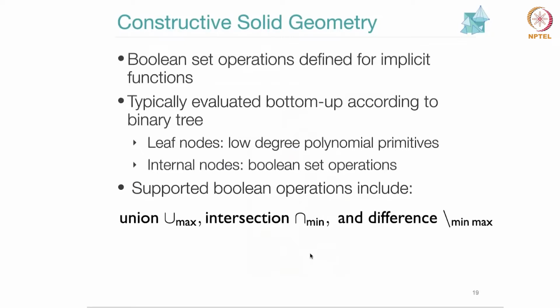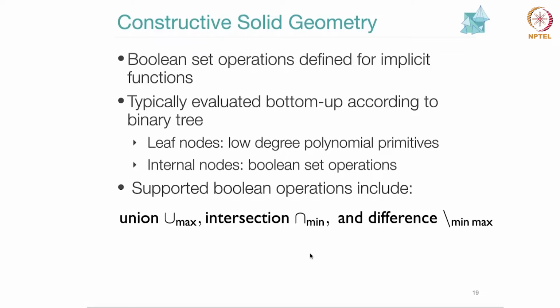Now, another powerful concept when it comes to defining shapes in terms of implicit functions is the so-called constructive solid geometry, or CSG in short. What CSG does is that it defines Boolean set operations on implicit functions. You can also use it to define Boolean operations on meshes, but it is very, very easy and straightforward to do Boolean operations on implicit functions, and we'll see that now.